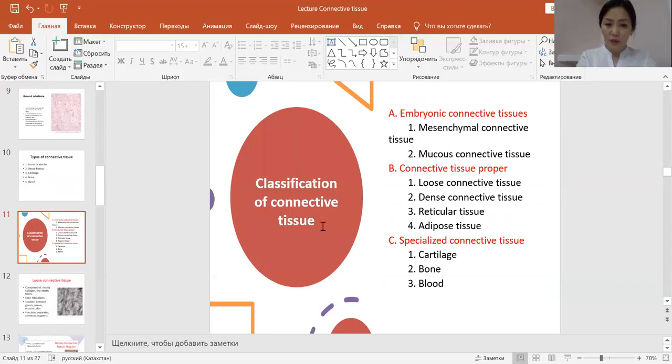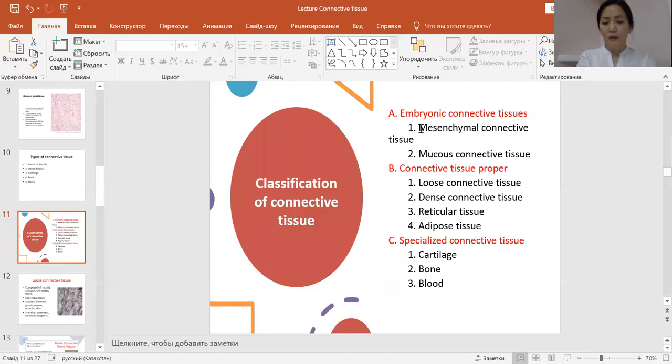This is another classification of connective tissue, which is divided into three main types. The first one is embryonic connective tissue. Why embryonic? This type of connective tissue we can find only during embryogenesis, or during embryonic development. It consists of mesenchymal connective tissue and mucous connective tissue.